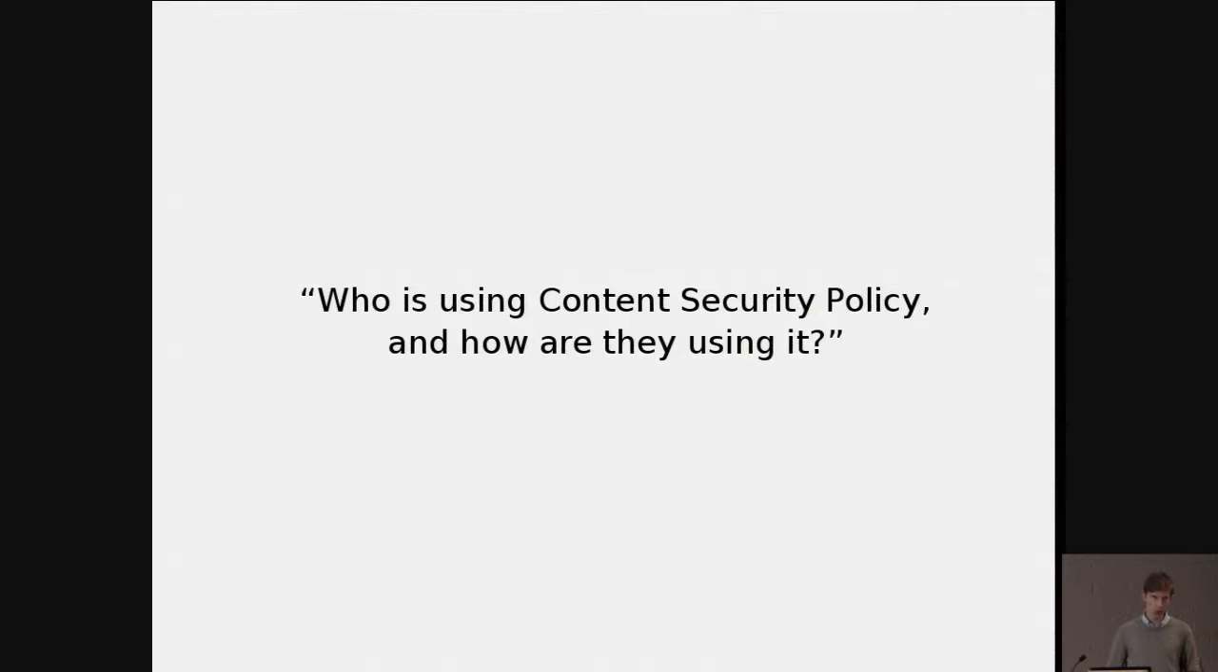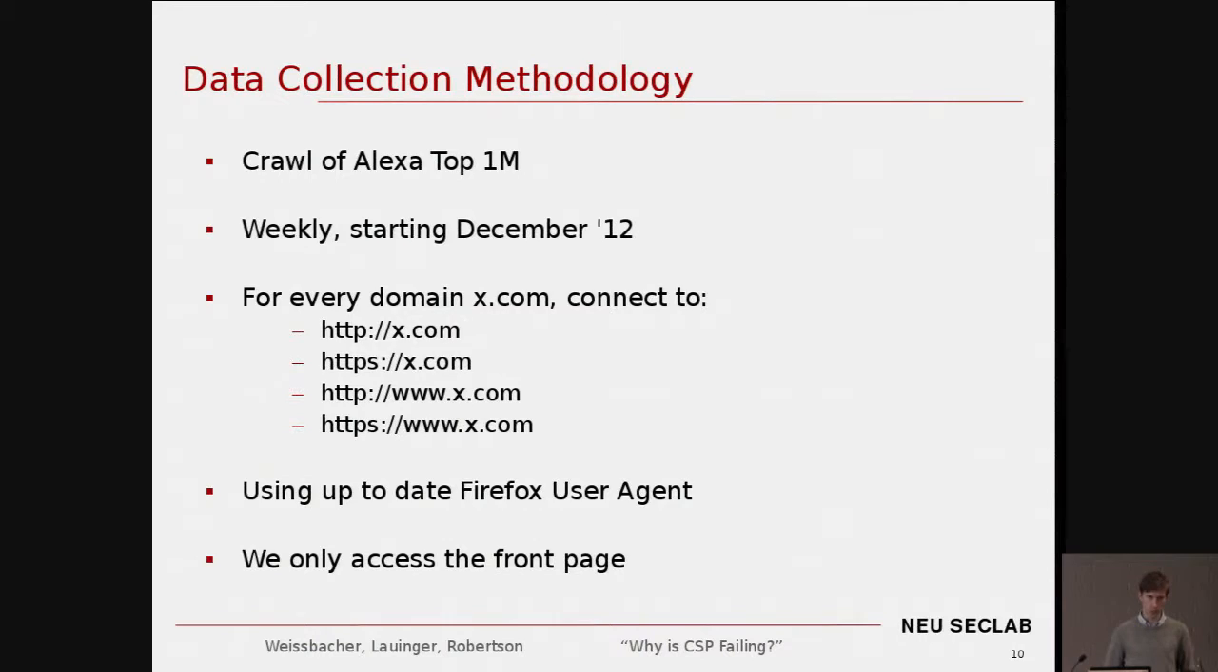Okay, so the question: who's using CSP and how are they using it? We started working on this in December 2012, and we started crawling the Alexa top 1 million. For every entry that we had there, we connected through HTTP and HTTPS to this host, and we also prepended www. We used an up-to-date Firefox user agent, and what you can see here is we connected to only the front page. This was a trade-off. We could try to make a deep crawl, but we would still have issues. I mean, we cannot log in automatically into every website.